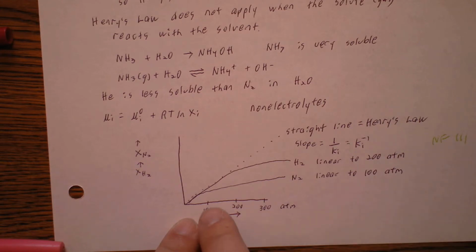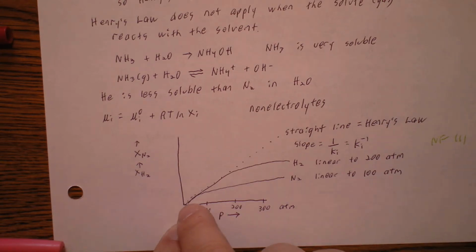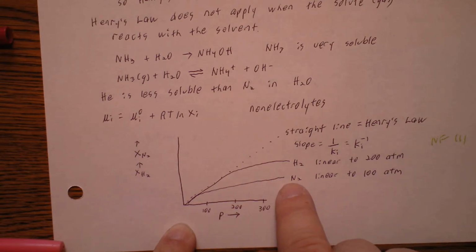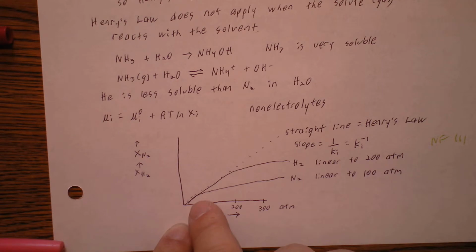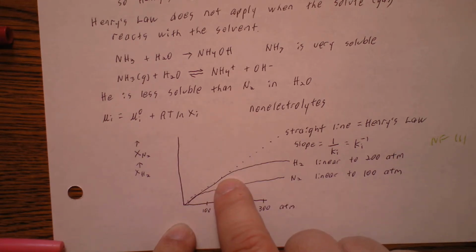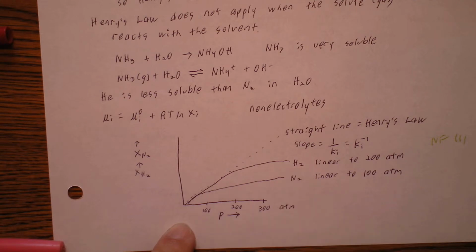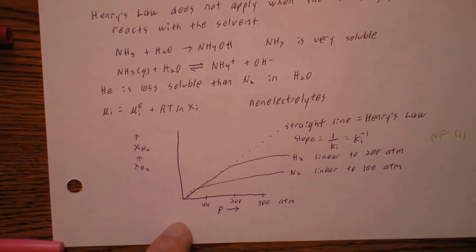But you'll notice for N2 it starts out following Henry's law a little bit, and then once it gets up to 100 bar it deviates downward. So it's only linear to about 100 atmospheres. Hydrogen goes up linearly to about 200 atmospheres and then it levels off. So this is why Henry's law really only applies in an ideally dilute solution, which means a low concentration of the solute, obviously.